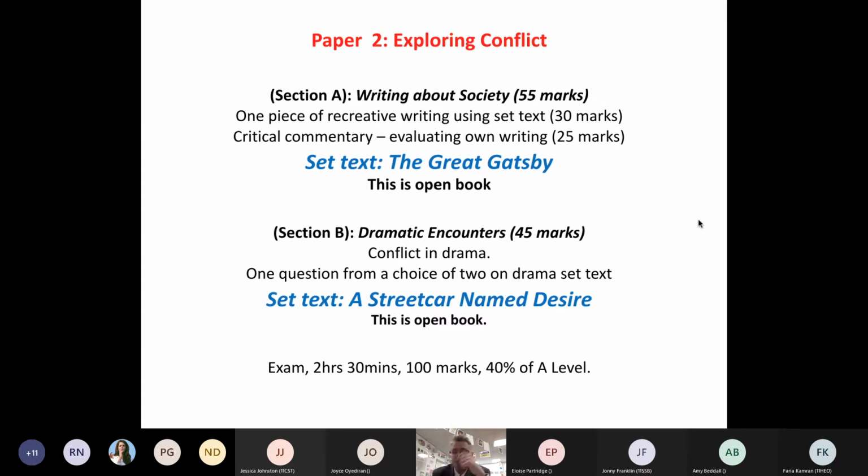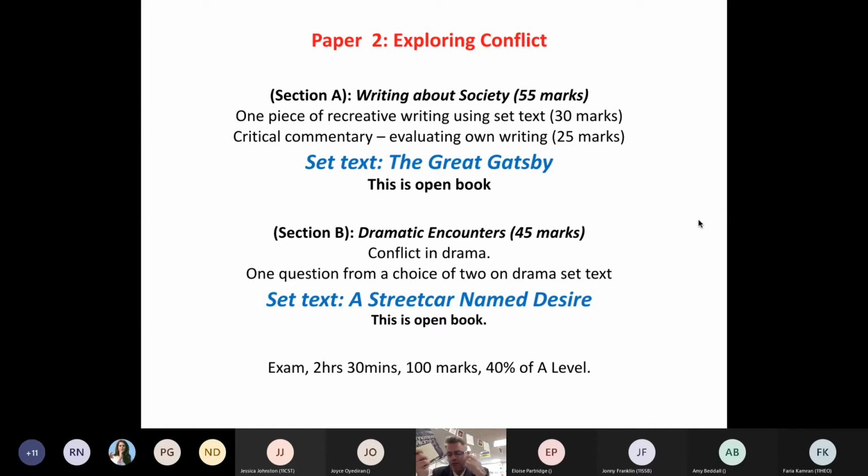Now, this is about the drama, the plays that I was talking about. A Streetcar Named Desire will be the text that you do, almost certainly. They actually give you a choice of 2 questions, and it's open book. So you've got the whole play there. The questions are usually like a theme-based one and a character one.